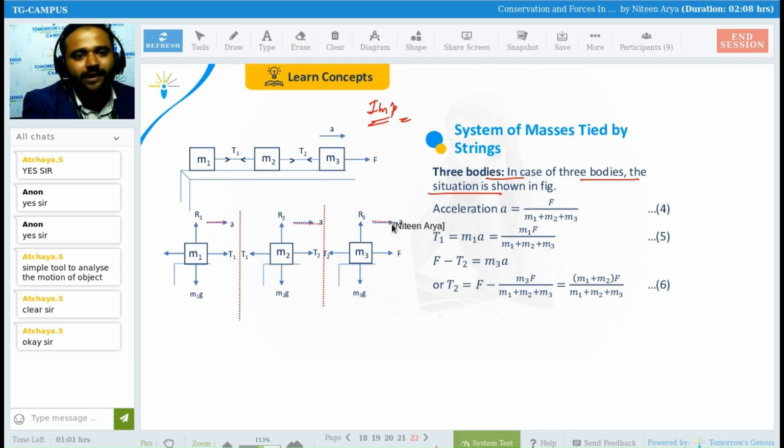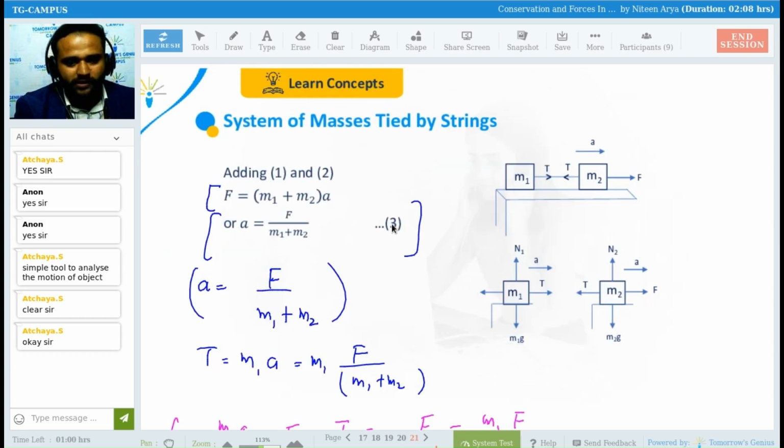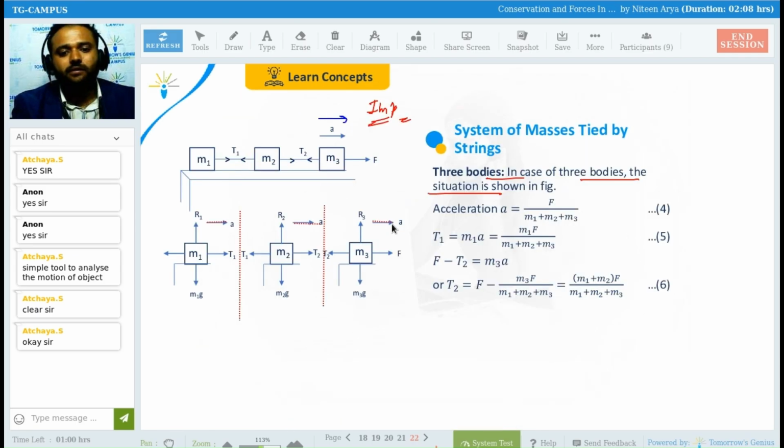Why so? Because we apply net force only in the right-hand direction. So acceleration is going to be total force F divided by M1, M2, M3, following this particular scenario. If I apply it to the next mass also, tension T1 is M1A, that is M1 into F divided by M1, M2, M3, equation number 5.